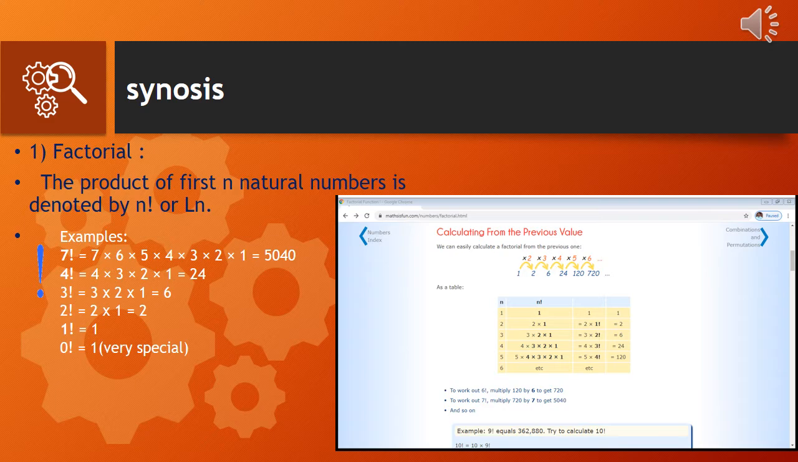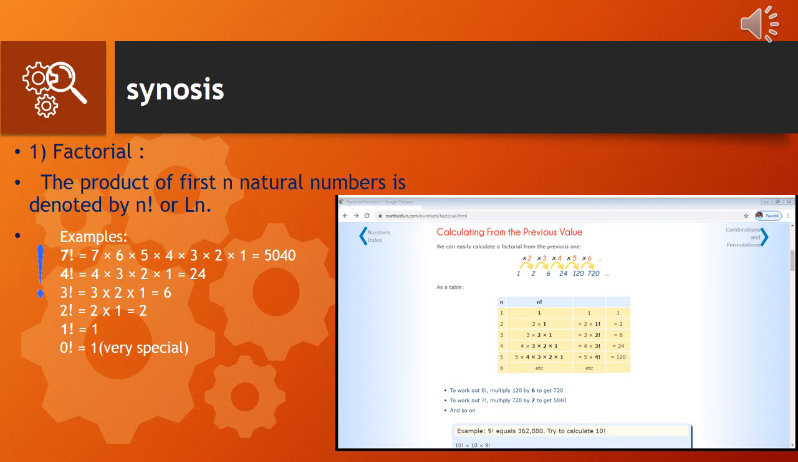In the same way, here you can see 7 factorial, 7 into 6 into 5 and so on, 4 factorial, like that, 4 into 3 into 2 into 1, 3 factorial, 2 factorial and 1 factorial. I will explain about 0 factorial later. If you observe the content in the white box, you can say we can calculate the factorial of a number from the previous value.